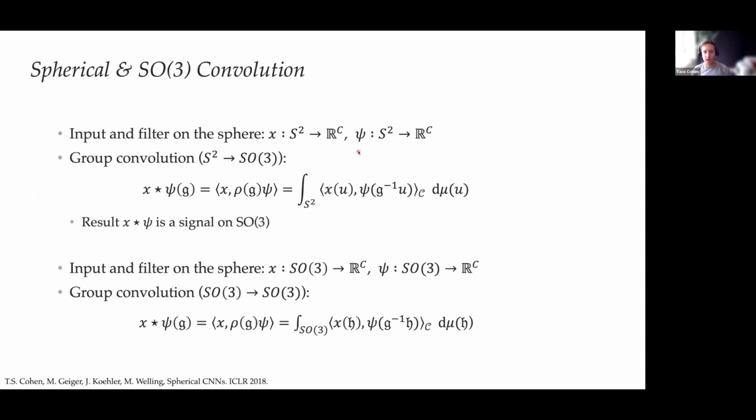You have a signal on the sphere, a filter on the sphere, and a convolution is defined by taking an inner product of your signal on the sphere and the rotated version of your filter. And now, just like before, the output is a function not on the sphere, but on the group, in this case, the group SO3, the rotations in 3 dimensions, whereas the sphere is 2-dimensional, this is a 3-dimensional manifold. So your output feature map is a signal on SO3. And then you can define group convolutions for signals on SO3 as well, using, again, the same kind of recipe.